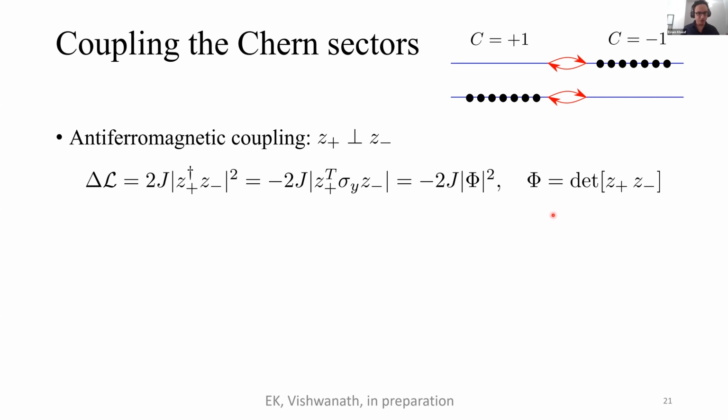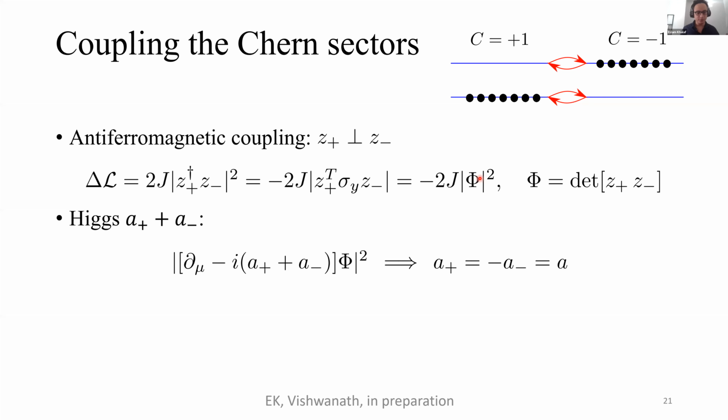But what are the implications of this? We have this term with a minus prefactor, so it will want to condense this bosonic field. But this bosonic field couples to the sum of the two gauge fields, A plus and A minus, because essentially this determinant is proportional to Z plus times Z minus.